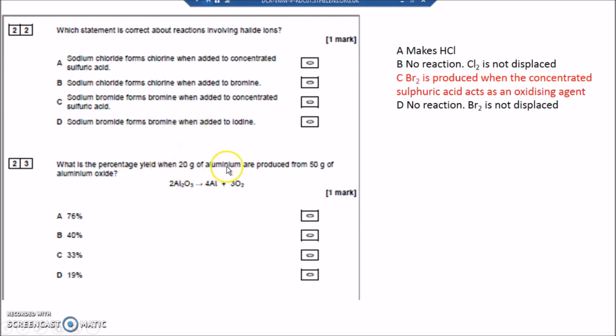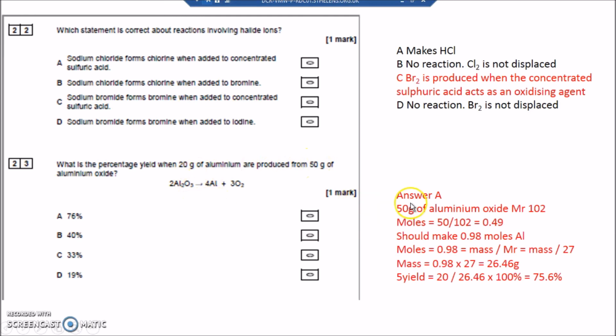What's the percentage yield when 20 grams of aluminium is produced from 50 grams of aluminium oxide? So if I look at 50 grams of aluminium oxide, I will work out the Mr. Aluminium is 27, so 2 27s and 3 16s is an Mr of 102. Moles is mass, 50 grams divided by 102, 0.49 moles of aluminium oxide. 2 moles makes 4, so twice as many moles of aluminium are going to be produced. So I multiply the 0.49 by 2 and I work out that I've got 0.98 moles of aluminium being made.